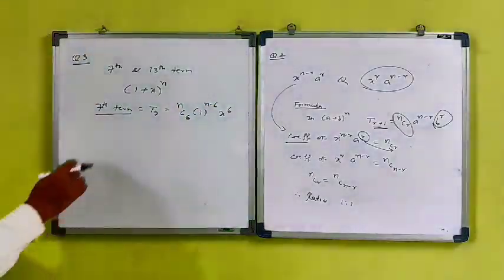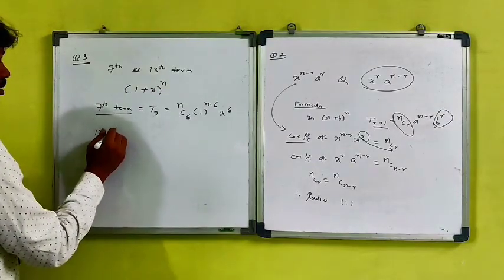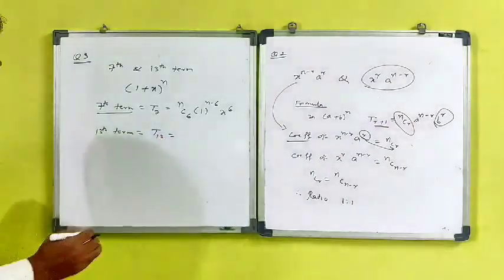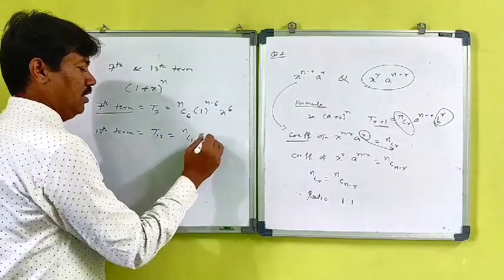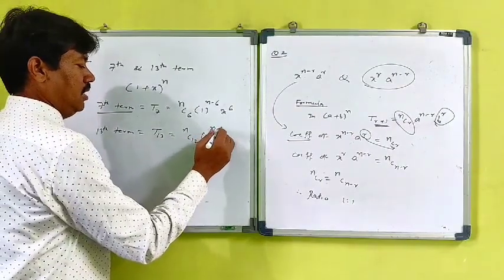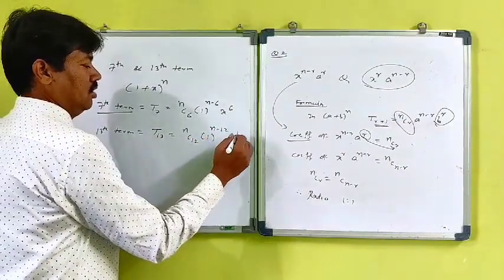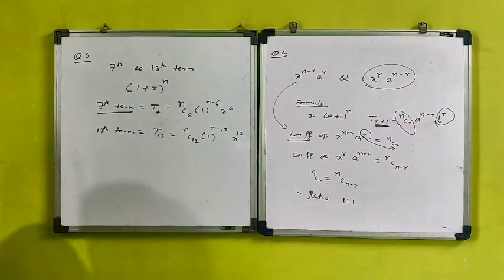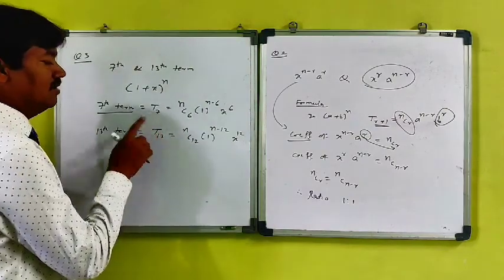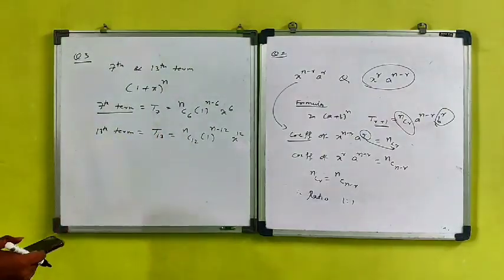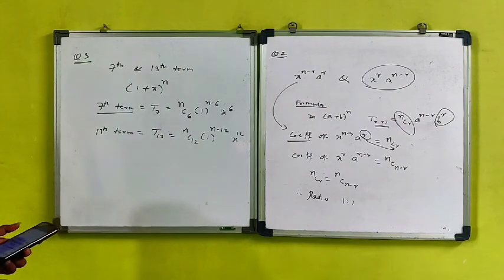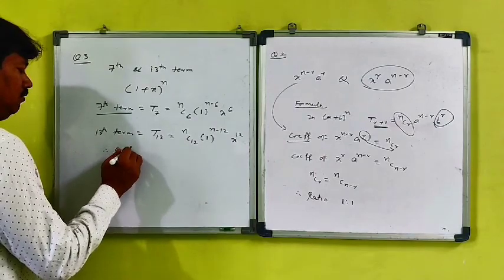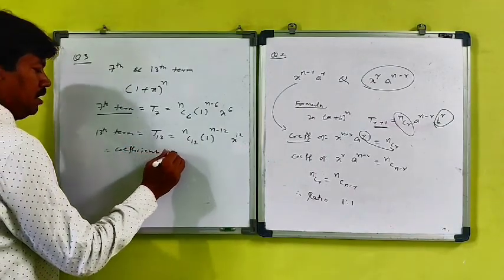And what is the 13th term? T13 is equal to nC12, 1 raised to n minus 12, and x raised to 12. So those are the 7th and 13th terms respectively. What we want is that the coefficients are equal.